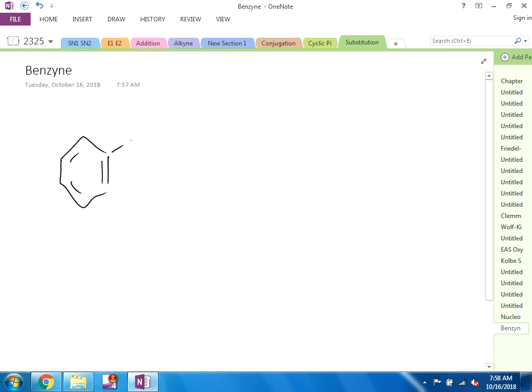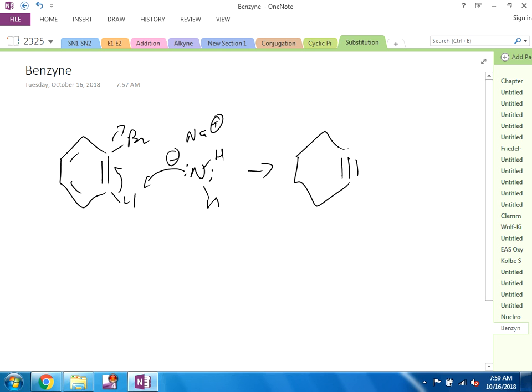We're going to put a halogen here again, let's say bromine, and we're going to use a very strong base, something like sodium amide. In this case, the nitrogen is negatively charged. A very strong base has a high pKa, so what people think happens is that you can deprotonate, and when you deprotonate, you can induce elimination and form something that has triple bond character. This is the benzyne.